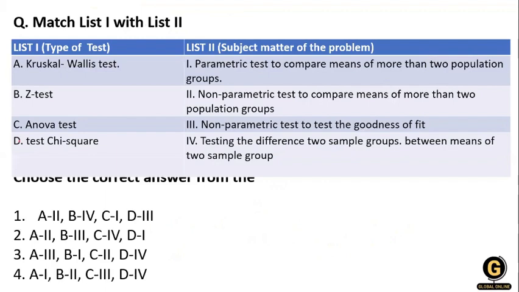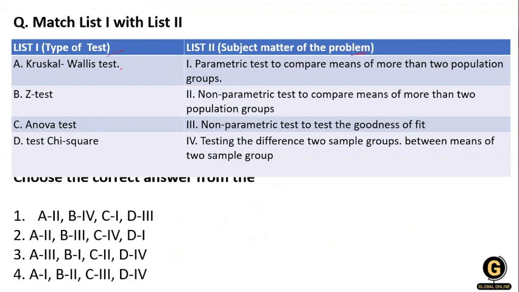Now the next question, which is on your screen, gives List 1 and List 2. List 1 is about the types of tests, and List 2 is about the subject matter of the problem. What problem will the test solve?